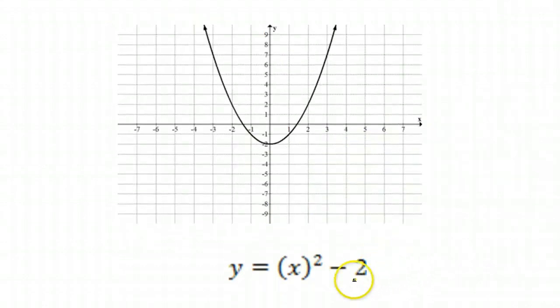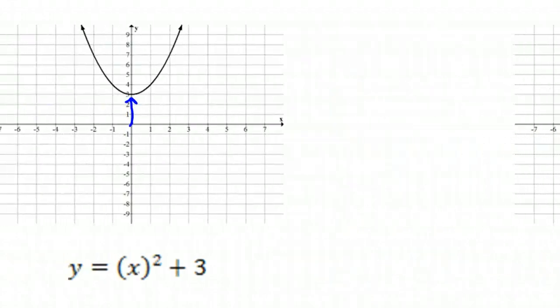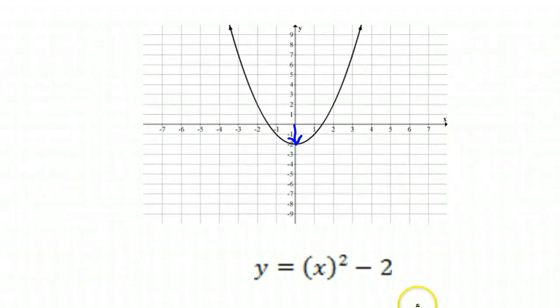On the other hand, take a look at this modification. Here's our parent function, y equals x squared, but now we've got this minus 2 on it. So this time, look what happened. The graph moved down 2, exactly down 2 units. So let me get this straight. When we added 3, it went up 3. And when we subtracted 2, it went down 2.